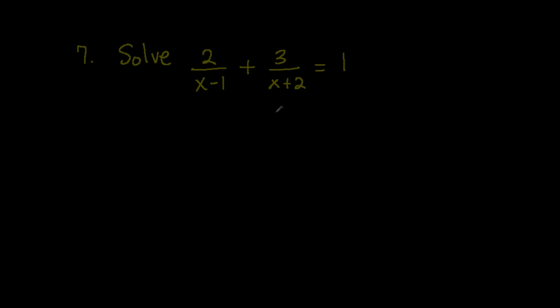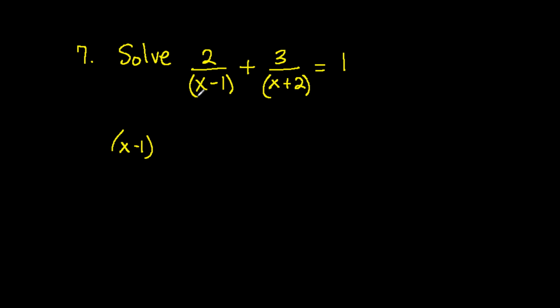Find a common denominator first. And these are kind of easy. If we want a denominator that x minus 1 and x plus 2 divide into, then it would have to be the denominator x minus 1 times x plus 2. So we can multiply the first denominator by x plus 2 and the second denominator by x minus 1.